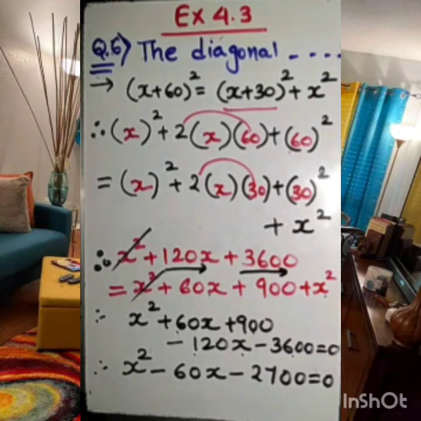So you can see here, this is the general form of the quadratic equation: x square minus 60x minus 2700 equal to 0. Now here we are going to apply the factorization method, that is the middle term splitting method, and let's try to find its factors.